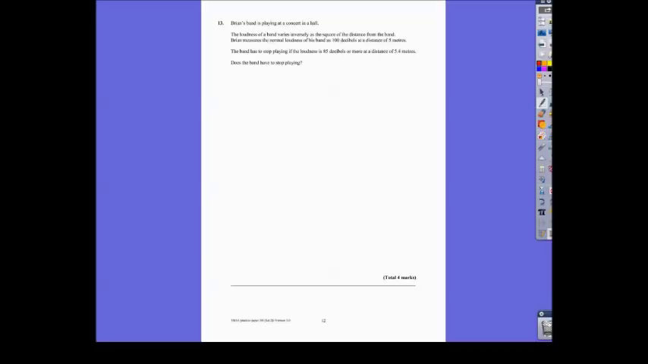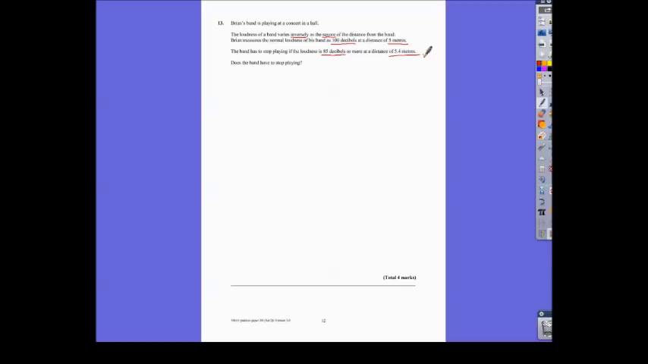Question 13. Brian's band is playing at a concert in a hall. The loudness of the band varies inversely as the square of the distance. So inverse of the square of the distance to the band. Brian measures the normal loudness of his band to be 100 decibels at a distance of 5 metres. So, do they have to stop playing at 85 decibels over 5.4 metres?